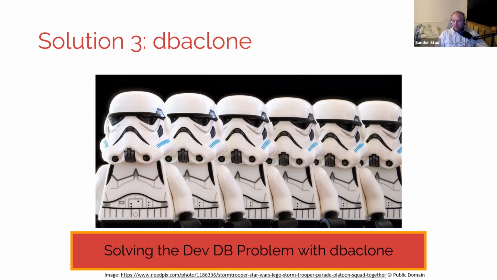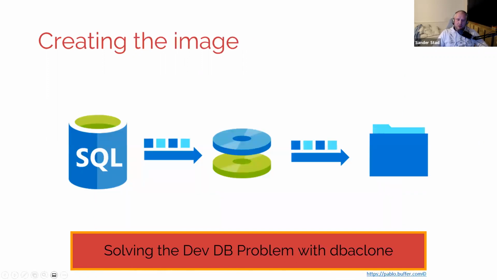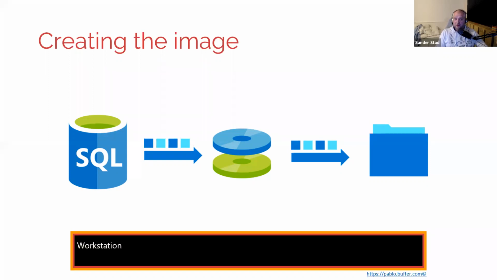So if you go to the next slide, it works with images. The image is a virtual hard disk, a VHD file. What it does in the process is it creates that VHD file, mounts it to the workstation you're currently working on, and then restores the database into that virtual hard disk. Then it detaches the VHD from your workstation, and you basically have your image. From that image, you can create something called a clone.